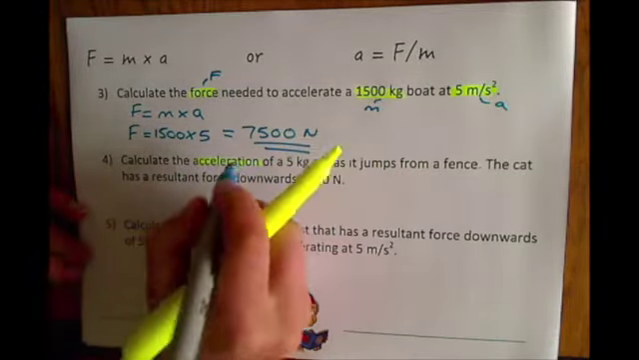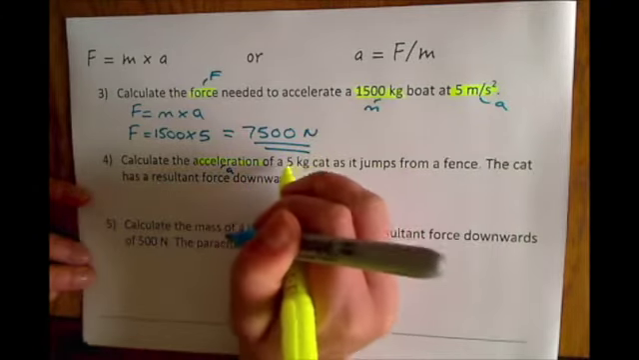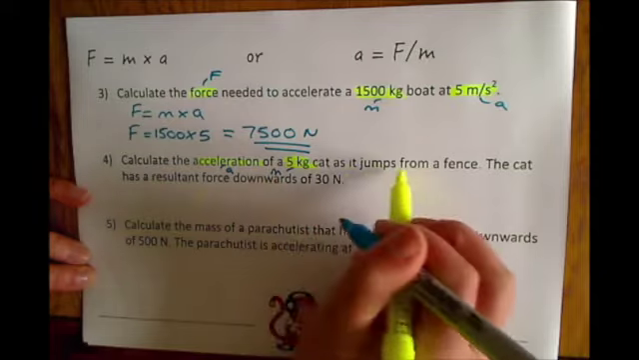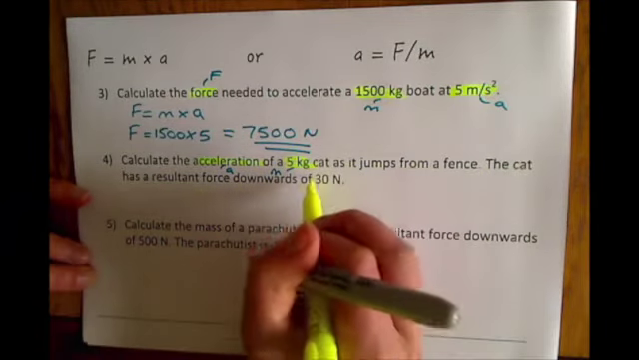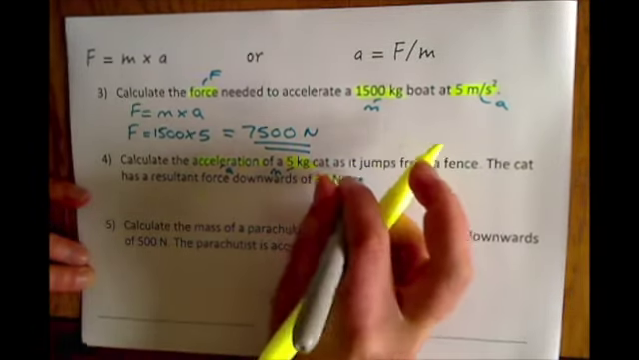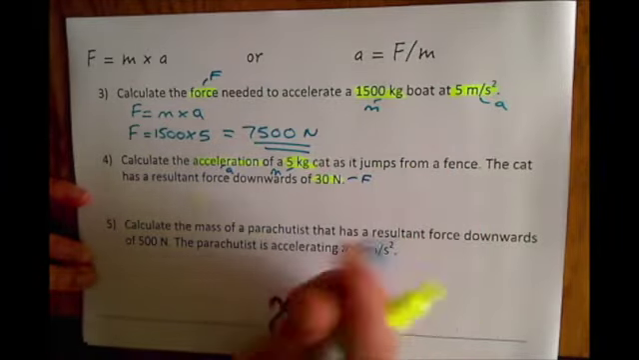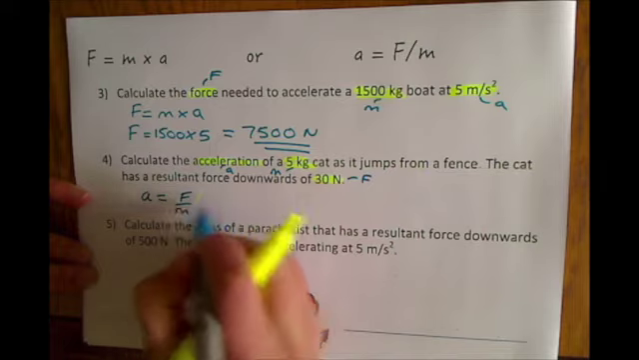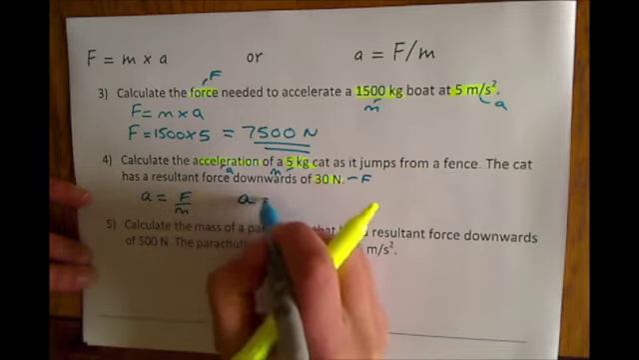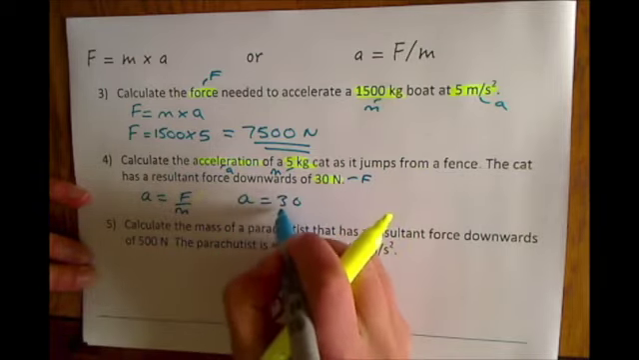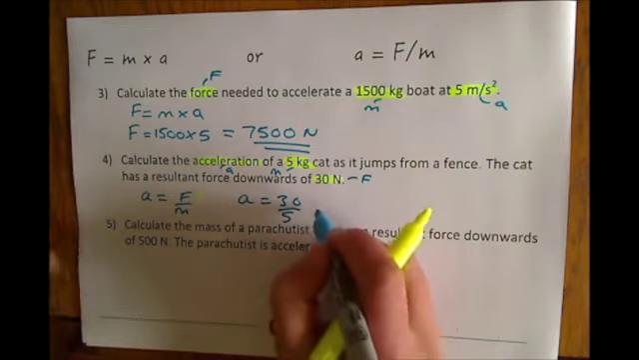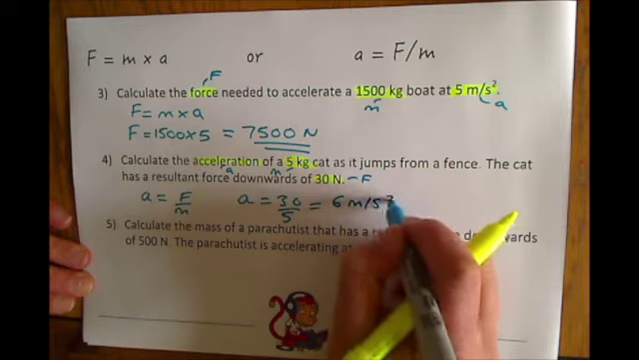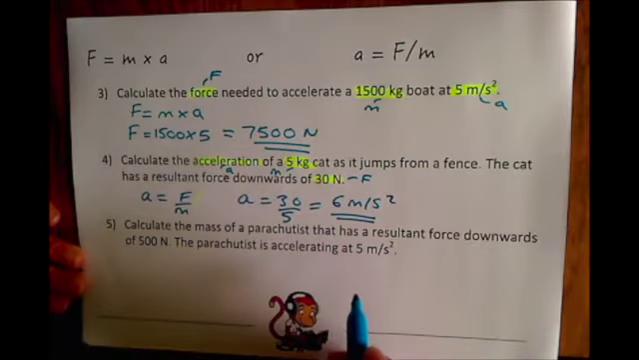The one below, calculate the acceleration, okay, which is a. We need to calculate a of a 5 kilogram cat, that's the mass. As it jumps from a fence, the cat has a resultant force downwards of 30 newtons, so that's our force. So this time we need to use a equals F divided by m. a equals 30 divided by 5, which will give us an acceleration of 6 meters per second squared.